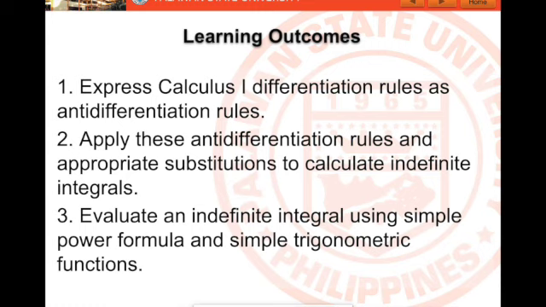theorems. Is that okay? Any questions about the outcomes that we are targeting for today's meeting? Okay, nobody's responding, so I will continue.